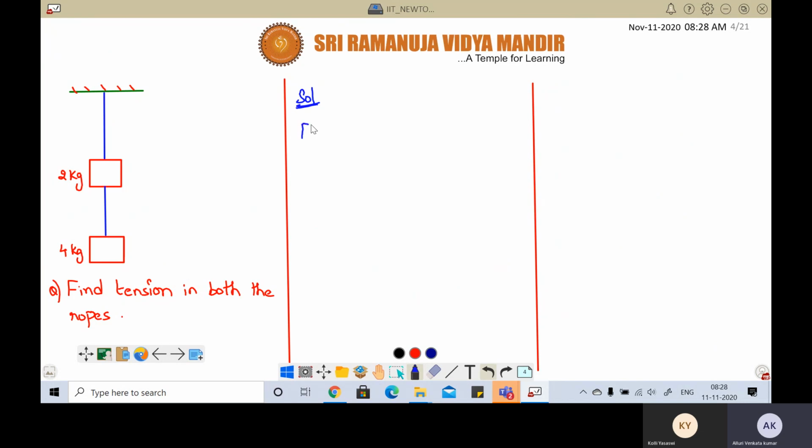First is the free body diagram of the 4 kg block. So how to draw the free body diagram? What are the forces acting on the 4 kg block? Tell me. First force, the fundamental force, is what? The gravitational force, mg. Correct.